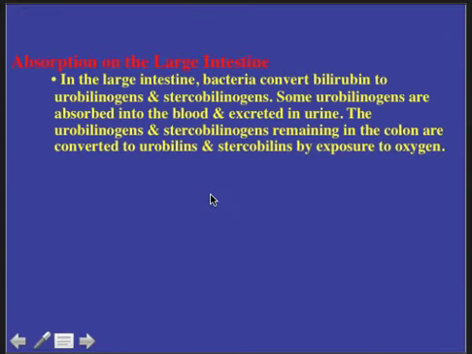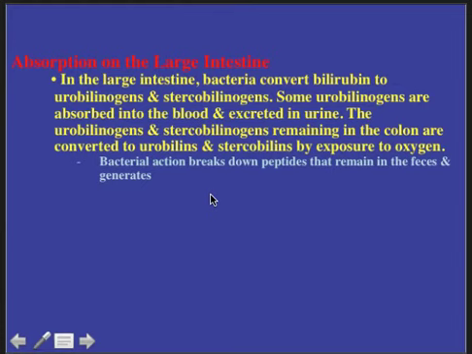In the large intestine, bacteria convert bilirubin to urobilinogen and stercobilinogens, which have a brown color, hence the brown color of feces. Some urobilinogens are absorbed into the blood and excreted in the urine. The urobilinogens and stercobilinogens remaining in the colon are converted to urobilins and stercobilins when they hit oxygen.